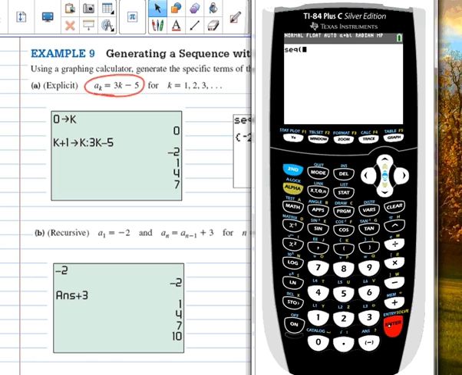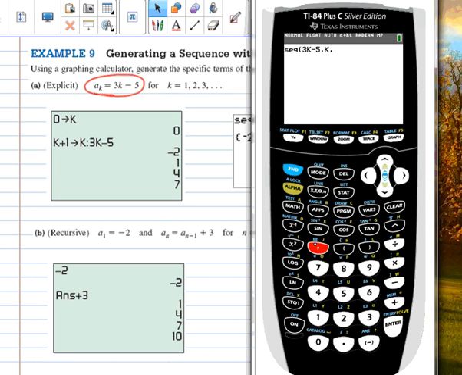Sequence. There we go. Now the first thing is your formula. You can use any letter. We'll go ahead and use K just because that's what they did. So 3 alpha K minus 5. There's my formula. Comma. The second thing, I need to tell what the variable is because you can actually have more than one letter. We only have one letter. The variable is K. Alpha K.